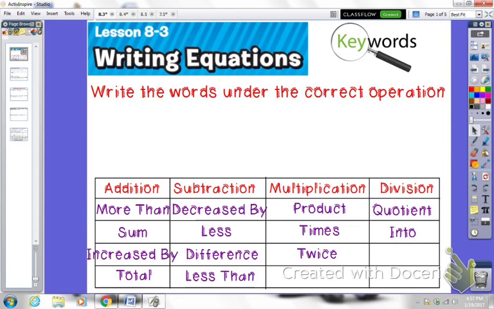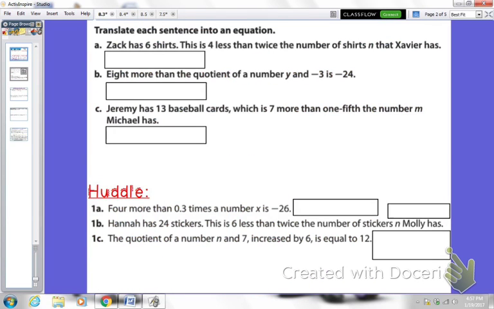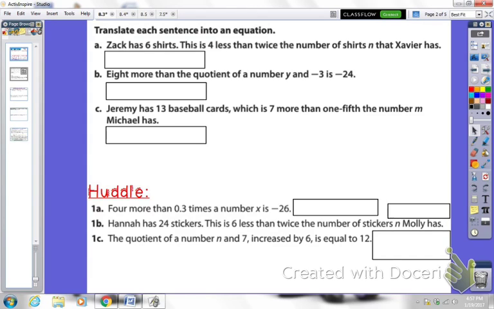So in the next activity, when we translate a statement like these three into an equation, we need to know these key words. So remember, every equation must have an equal sign. So Zach has 6 shirts. This is 4 less than, so less than meant subtract, twice, which meant multiply by 2, then the number of shirts, N, that Xavier has.